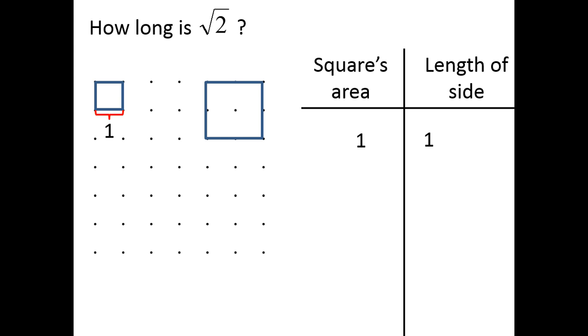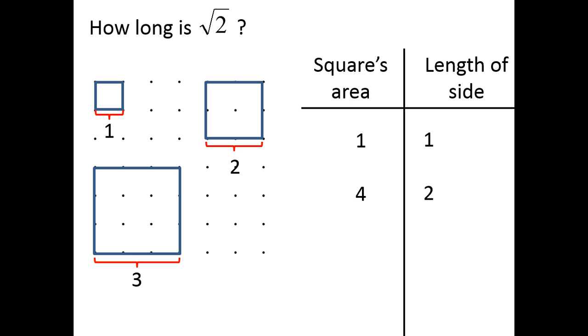If we look at this square, we can see that the length of its side is 2, and the area, the number of square units inside the square, is 4. This square has a side length of 3. And inside the square, we can see 9 square units. So how can we use this to find out how long the square root of 2 is?